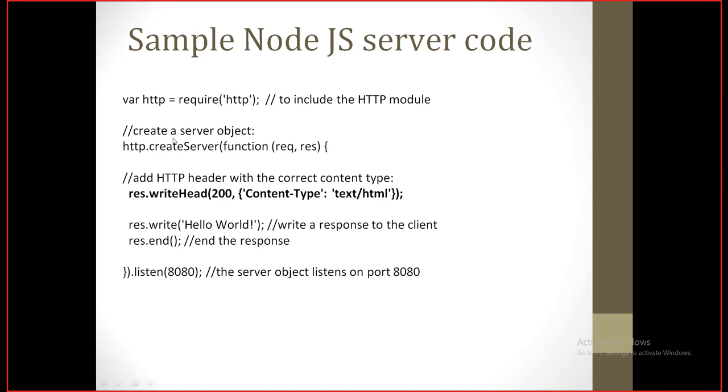Whatever server object we created with the help of this createServer function, that server object is continuously listening on this 8080 port. That object's listen function is continuously listening on which port? On this 8080 port, since we are handling HTTP requests. Once a request comes, we'll generate this response. Understood?